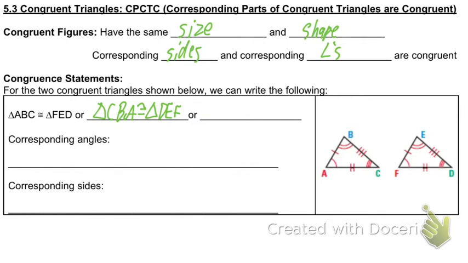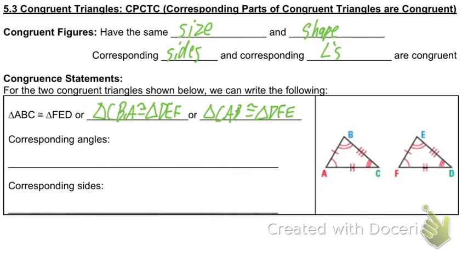Does someone want to give me a third combination we could do? There's a lot of different combinations. Go ahead, Aiden. Triangle CAB, and it's going to go to triangle DFE. Triangle CAB is congruent to triangle DFE. I would agree with that. So what are our corresponding angles here?